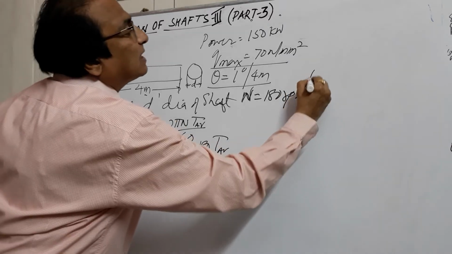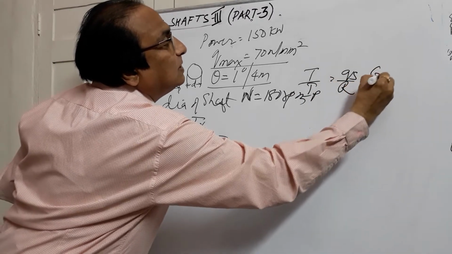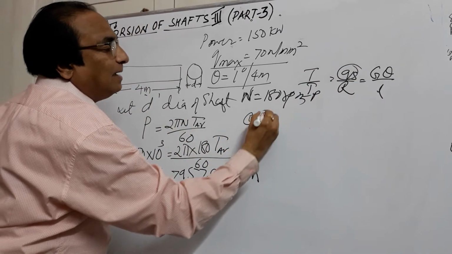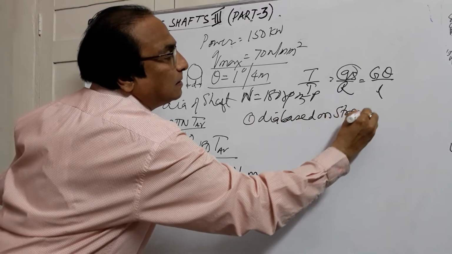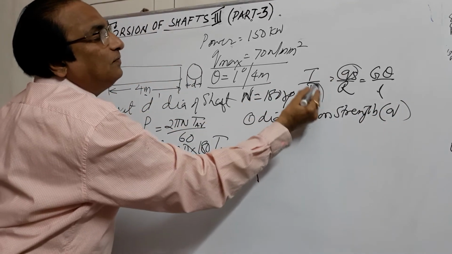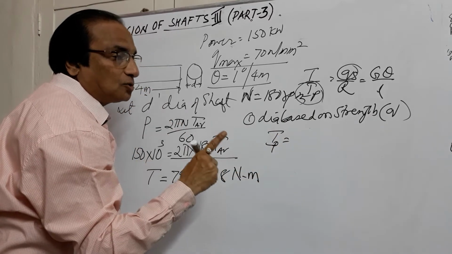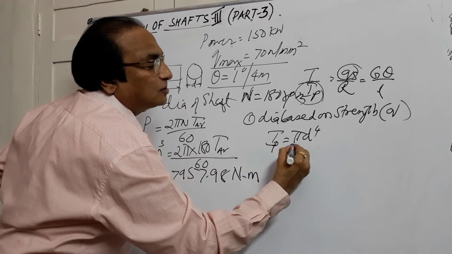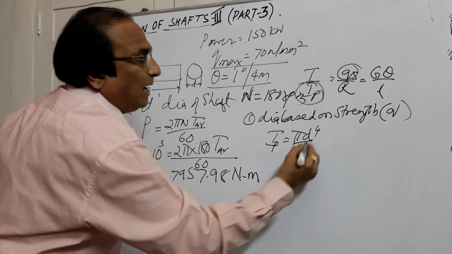Here we know the relation from pure torsion: T by IP is equal to tau S by R is equal to G theta by L. First we will go with the tau S. We will find the diameter based on strength, which means we go in terms of shear stress. We will use these two relations. For that we need the polar moment of inertia. Remember, in the torsion chapter you use the formula IP equal to pi d raised to 4 divided by 32.